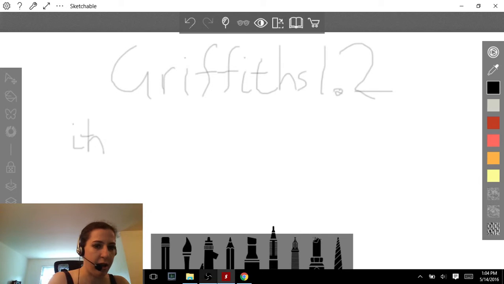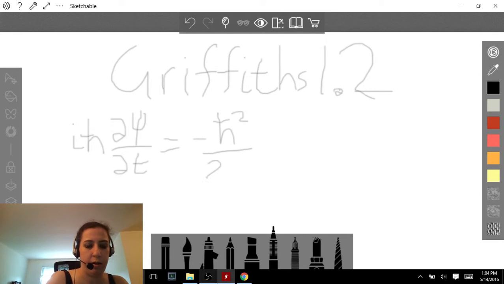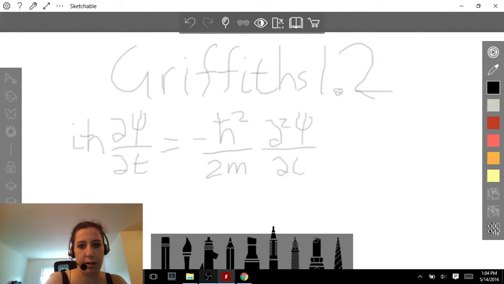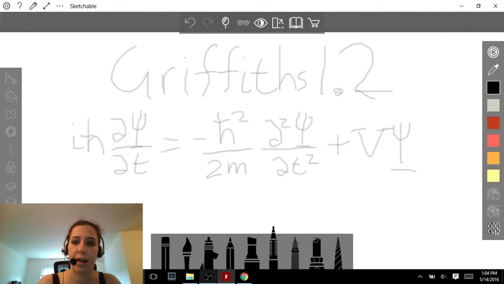So we have i h-bar ∂ψ/∂t equals negative h-bar squared over 2 times the mass, ∂²ψ/∂x². So our wave function is ψ, because a function that satisfies this equation will be in the form of a wave.